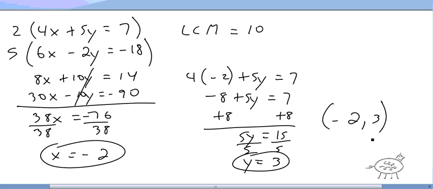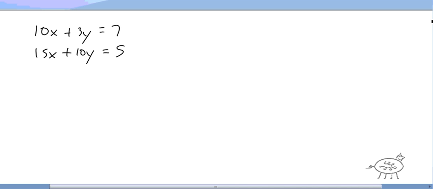Okay, pretty reasonable. All right, let's do one more example. Okay, 10x plus 3y equals 7, and 15x plus 10y equals 5. Now these are kind of big numbers, and you can look at both of them. If I look at the y's, my lowest common multiple is going to be 30. That's kind of a lot to multiply by. So let's actually eliminate the x's.